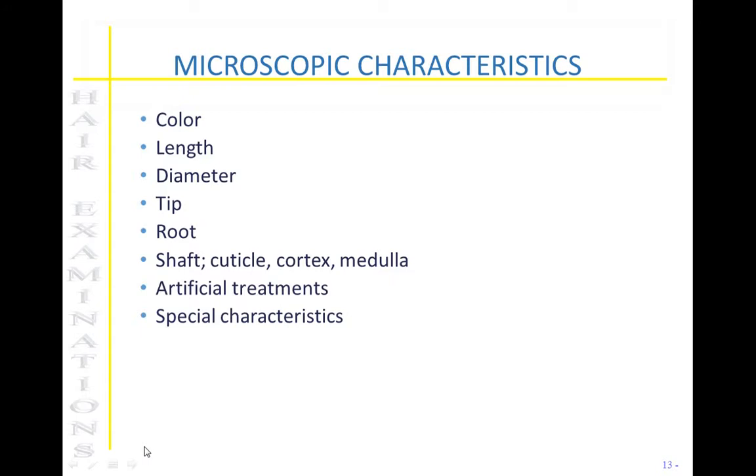At times, artificial treatments may be taken into consideration. So these would be things such as, is there hairspray or hair gel that is apparent on the shaft of the hair? Some hairs may also have special characteristics, and some of the more common special characteristics are individuals that have various diseases that affect the hair shaft.